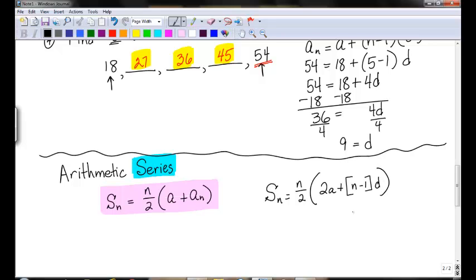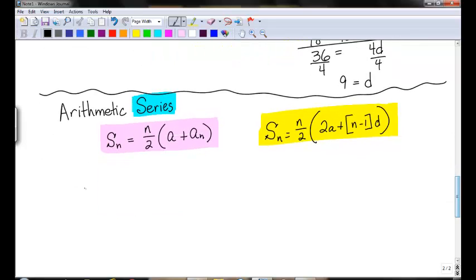Now, where did they get that one? All they do is take the formula that we use up here for a sub n and substitute it back into here, and you get this formula. So this is the formula if you don't know the last term. You need to know and be able to use both of these formulas, so write them down as you're working the problems.